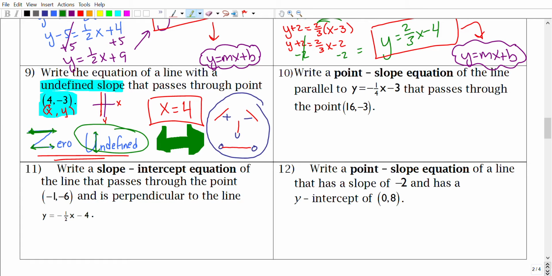Okay, so let's go ahead and take a look at number 10. We want to write a point slope equation. So let's write ourselves a little reminder here. We want something in this form.